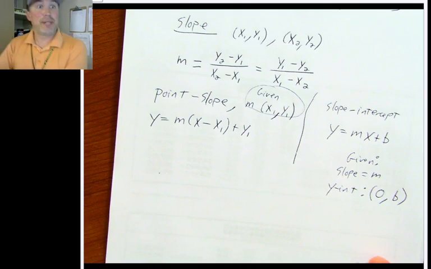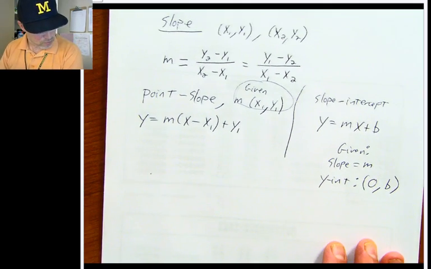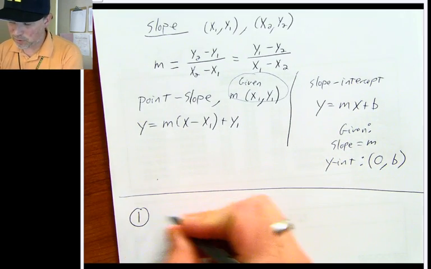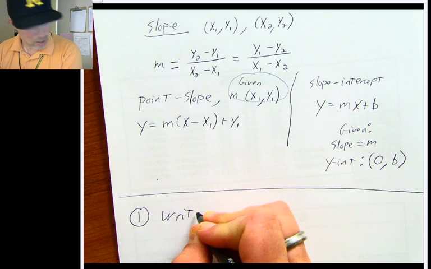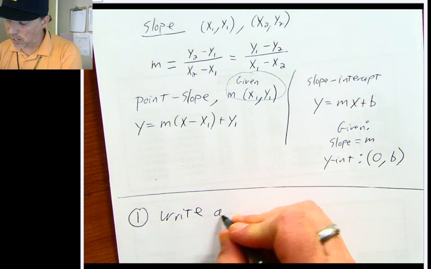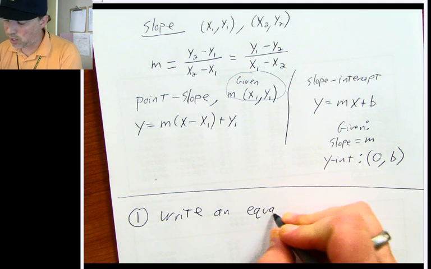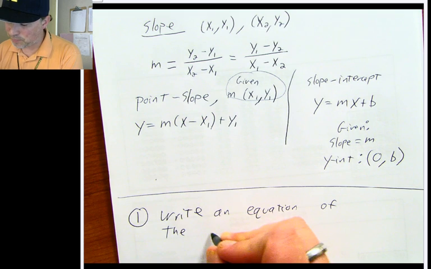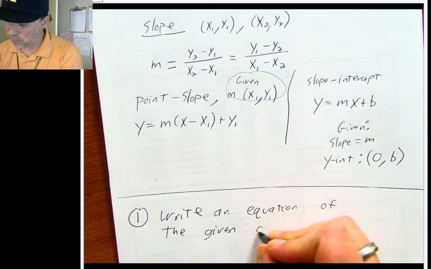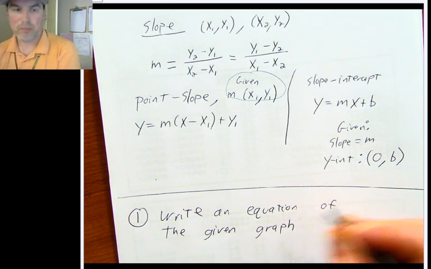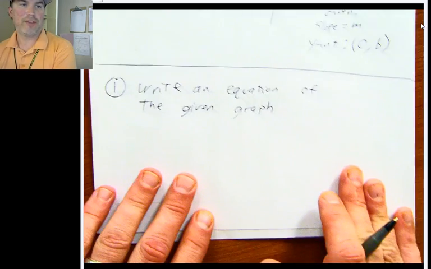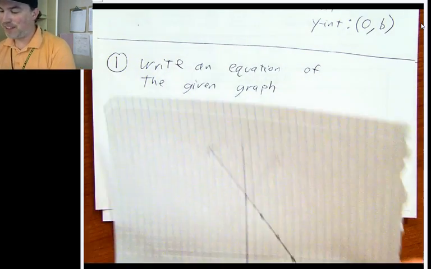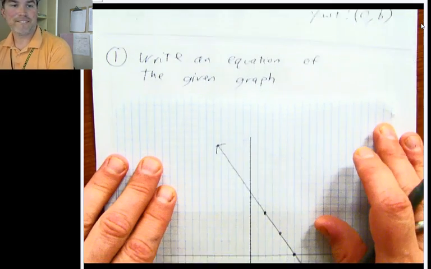Okay, I have some examples for you. Example 1. Write an equation of the given graph. Write an equation of the given graph, and I have a graph for you. I put it on graph paper, and that graph is right here.